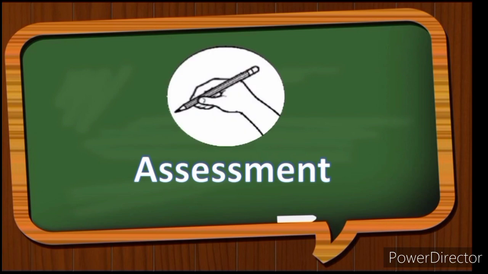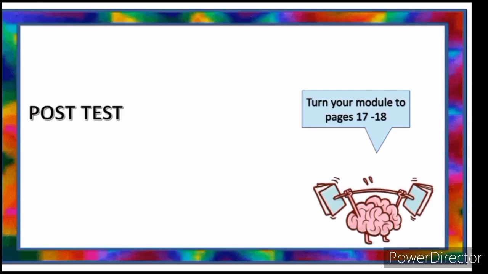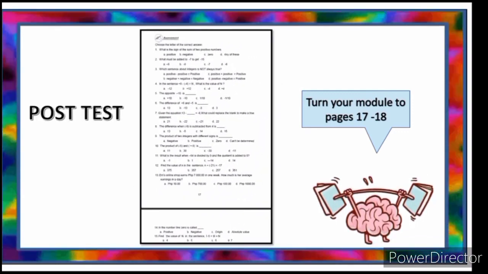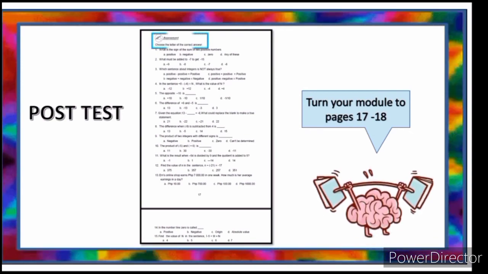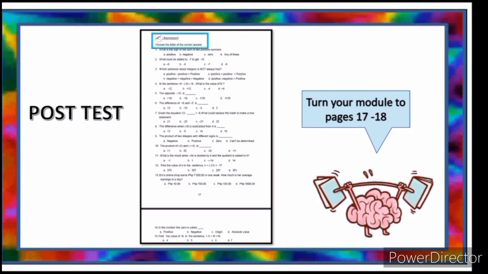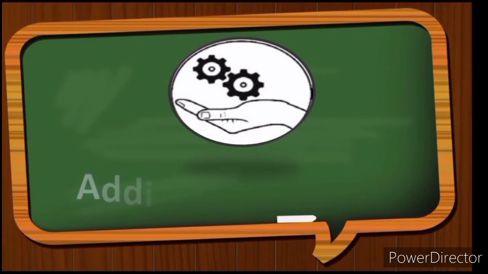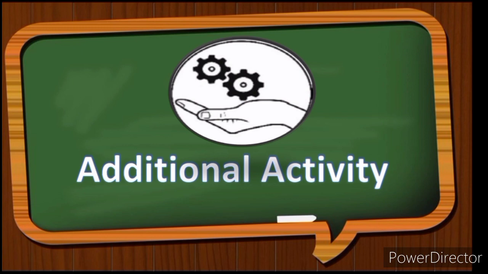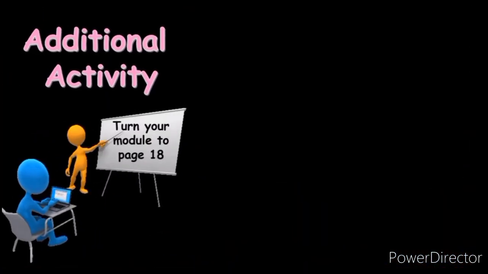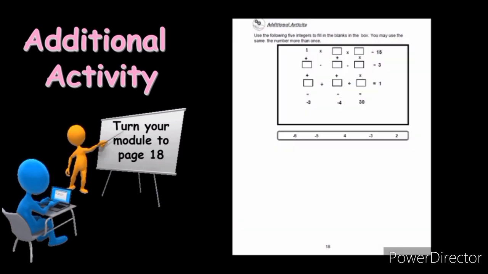Assessment. Turn your module to pages 17 and 18. Let's try to answer our pretest. Choose the letter of the correct answer. Additional activity. For additional activity, turn your module to page 18. Use the following 5 integers to fill in the blanks in the box. You may use the same number more than once.